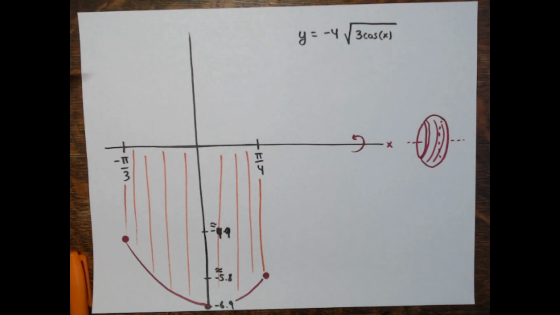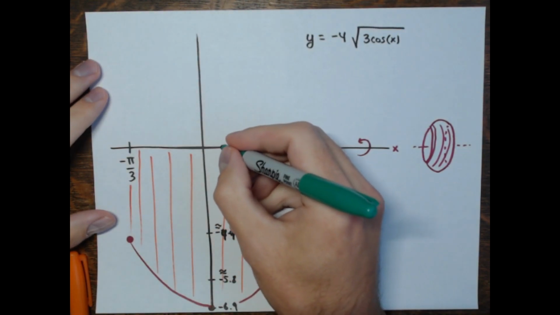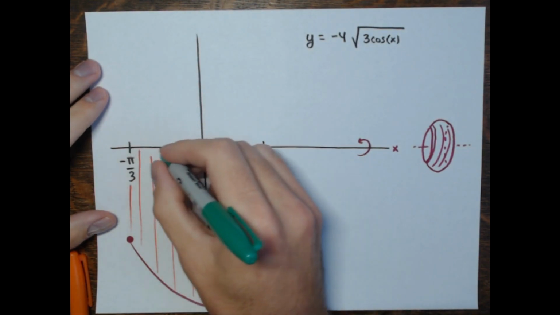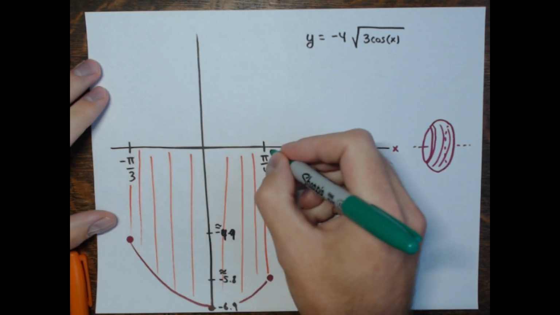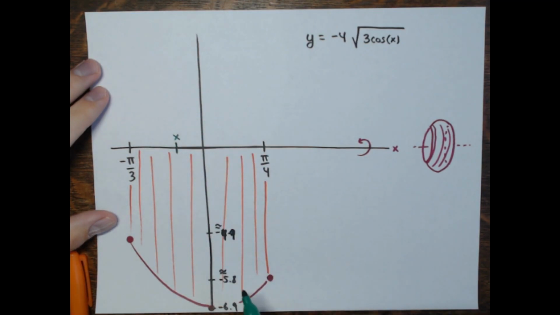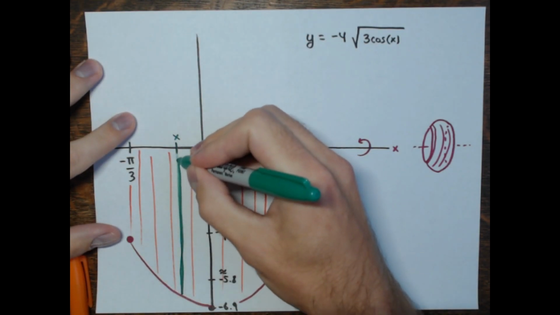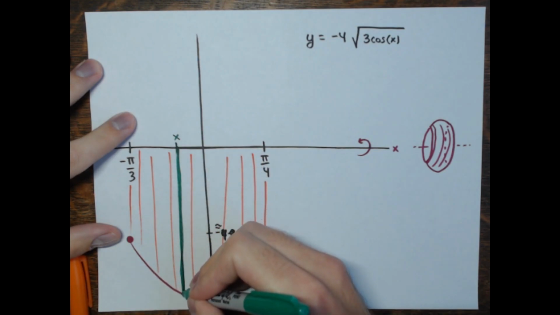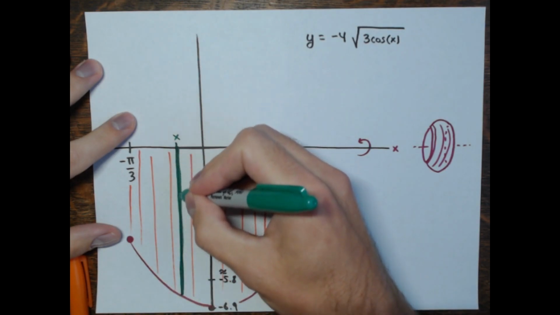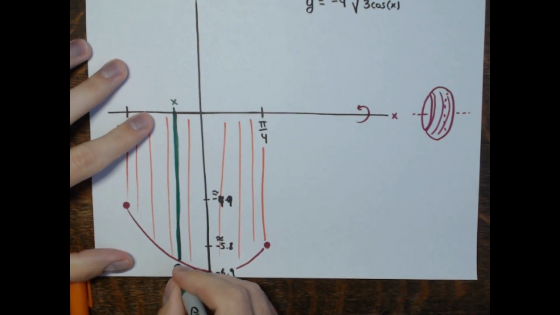They want us to use this method. You make cuts, you make slices perpendicular to the x-axis. So I'm going to take some x value here, from negative pi over 3 to pi over 4. Let's say x, right? Some x value, I make a slice. Remember, I'm going to think of these slices as little thin rectangles, and the thickness of this will be dx.